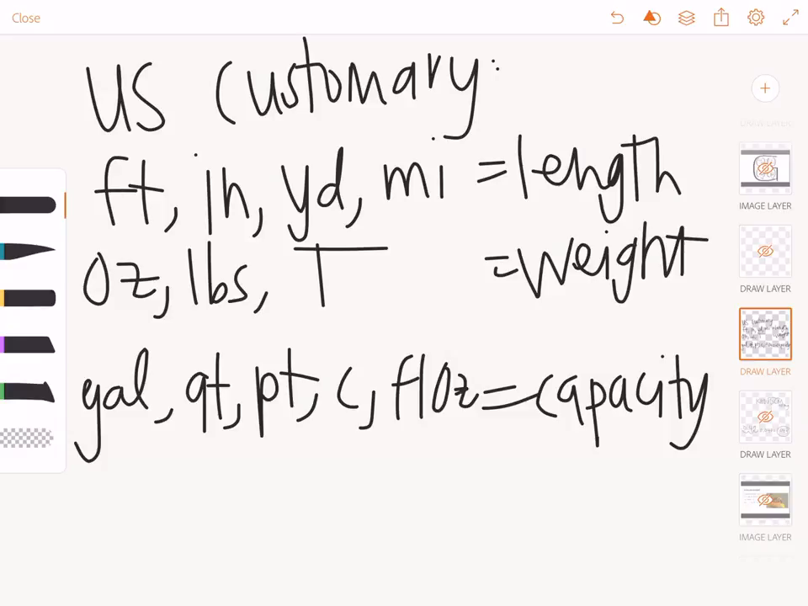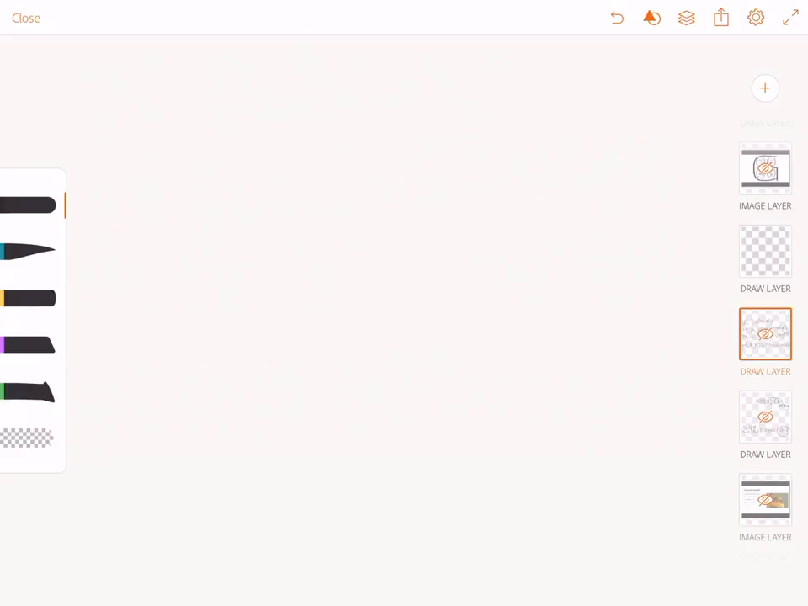10 inches isn't a foot. 10 feet isn't a yard. 10 yards isn't a mile. The same goes for ounces and pounds and tons. So we have to memorize some ratios of what's equivalent to each other. So let's start with length.